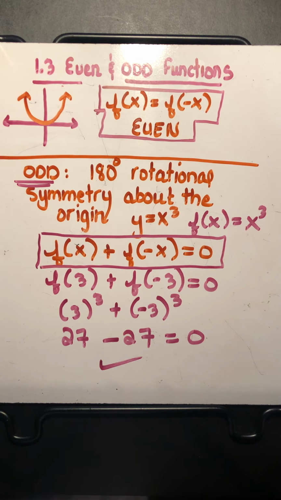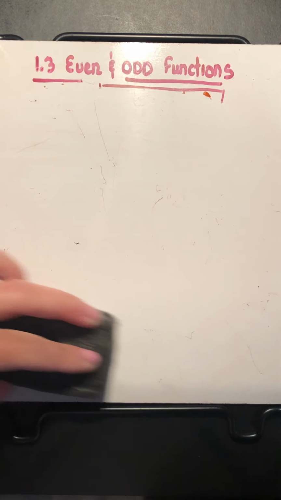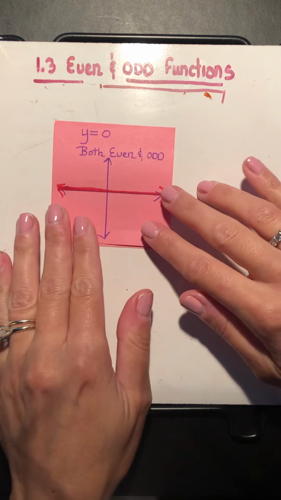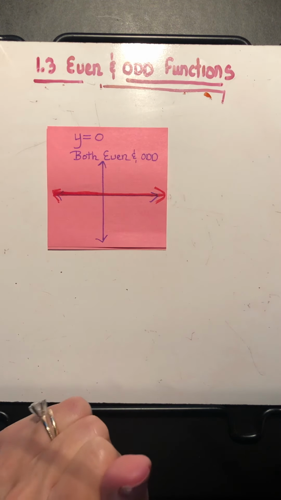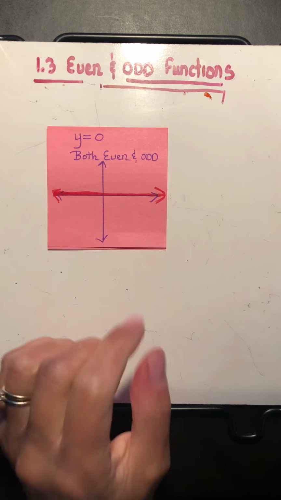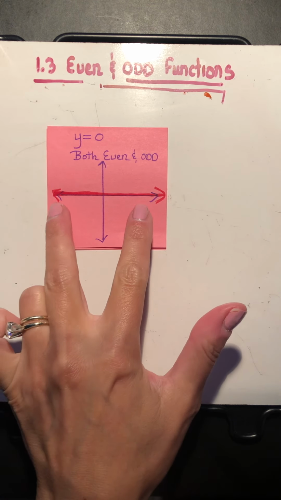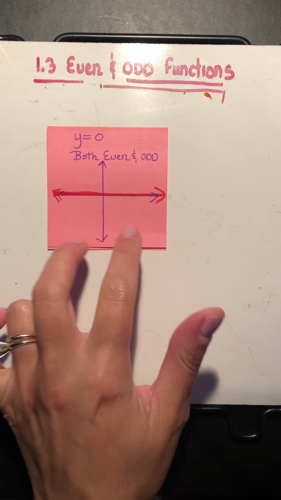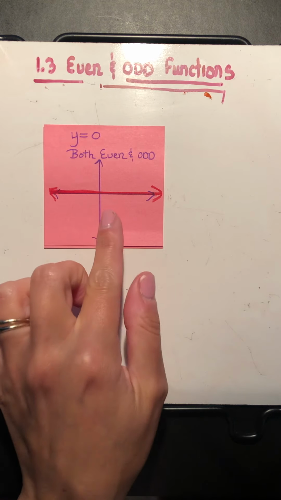Okay, so let's see if anybody thought of a function that is both even and odd. The one that I came up with, and I was only able to come up with one, is a function y equals 0. So y equals 0 to me seems both even and odd. So how do I know? Well, the first thing is y equals 0 is a horizontal line. It has symmetry across the y-axis. I can fold it across the y-axis and the left side matches up with the right side. So looking at it, it looks even.